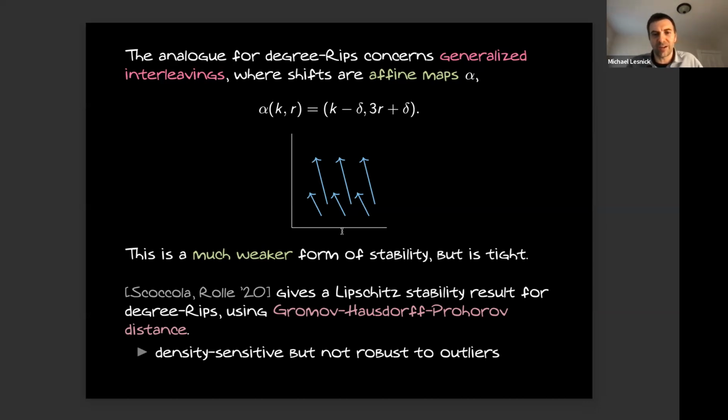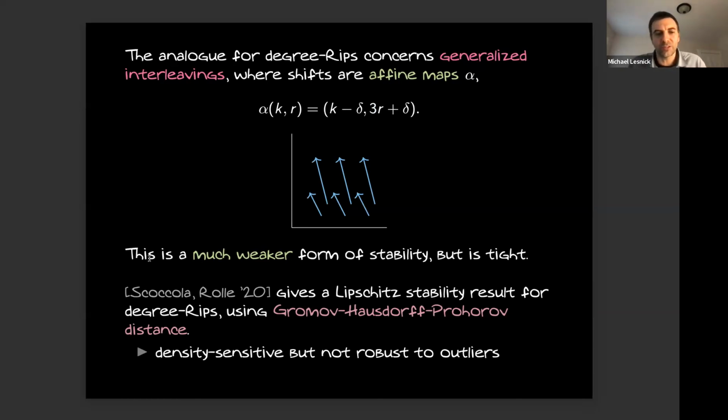So in my diagram, this is the degree parameter and this is the radius parameter. And so we would want this 3 to not be here. Having this 3 involved in the interleaving makes this a much weaker form of robustness / stability, but the result is tight. A simple example shows that you can't improve that result of 3 and still get an analogous bound in terms of Gromov-Prohorov distance.